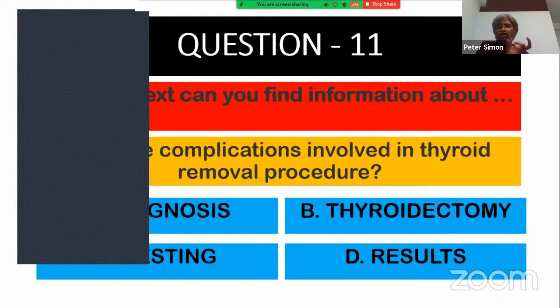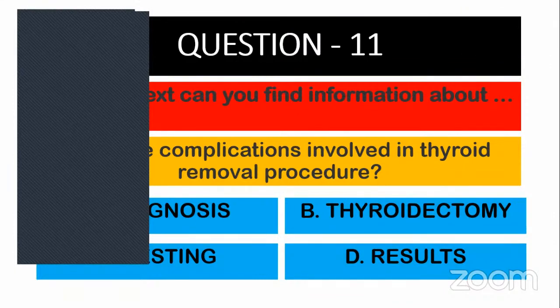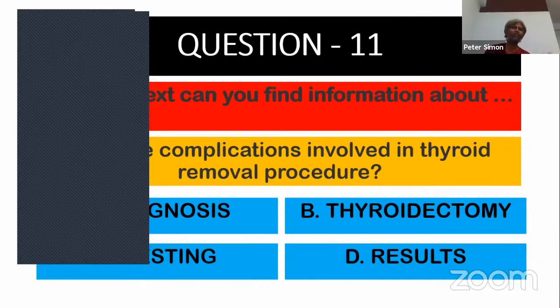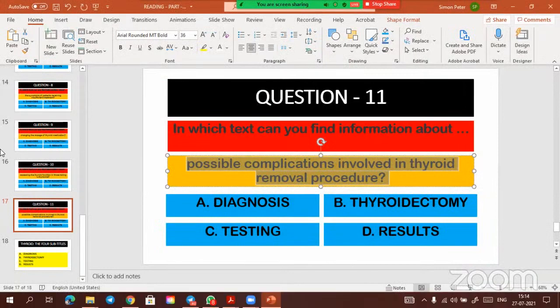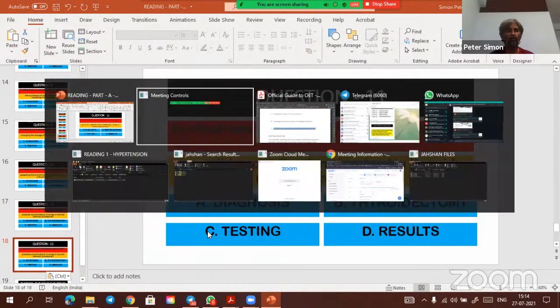Possible complications involved in thyroid removal procedure. What is the most important word in this one? Thyroid procedure, that is thyroidectomy. Yeah, procedure. So what is procedure? Where will you find it? Automatically you will go to A, B, C or D. So this is how you have to find out. Fine. Next one.